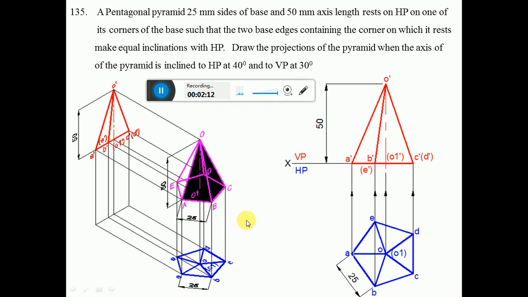Similarly, when you look from the front view, ABC is near to the observer, so A dash, B dash, C dash is visible. D and E are away from the observer, so D dash, E dash is invisible. And O1 dash is invisible because the edge B dash C dash is hiding that particular point O1 dash. So when you look from the front view, the height of the pyramid is visible. From this point you measure that 50 mm height which is visible here, so O dash becomes visible. So you join them with dark lines here as shown.